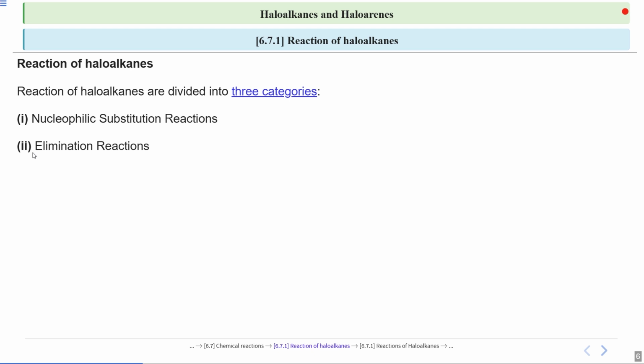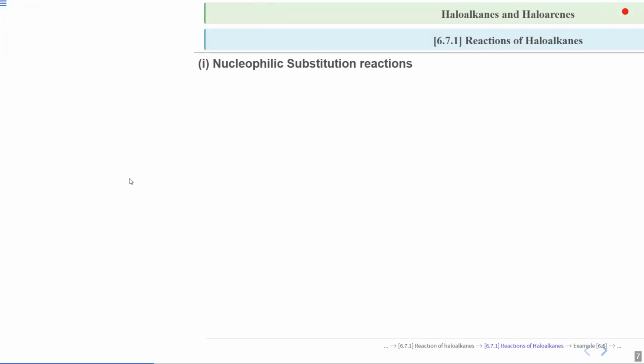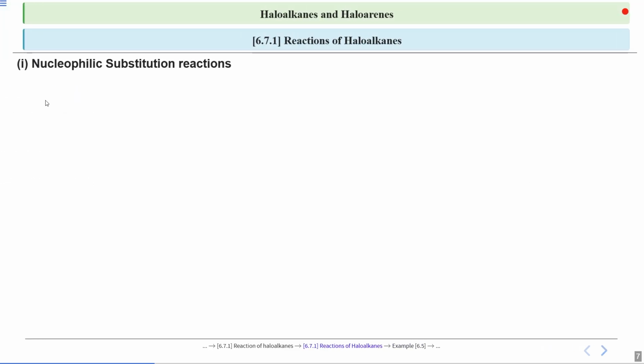Second major category is elimination reaction. So haloalkanes also show elimination reactions where some atom is going to be eliminated from the molecule, right? And third major category is reaction with the metals. So haloalkanes also show the reactions with the metals. So let's study in detail the first category, that is nucleophilic substitution reactions shown by haloalkanes.